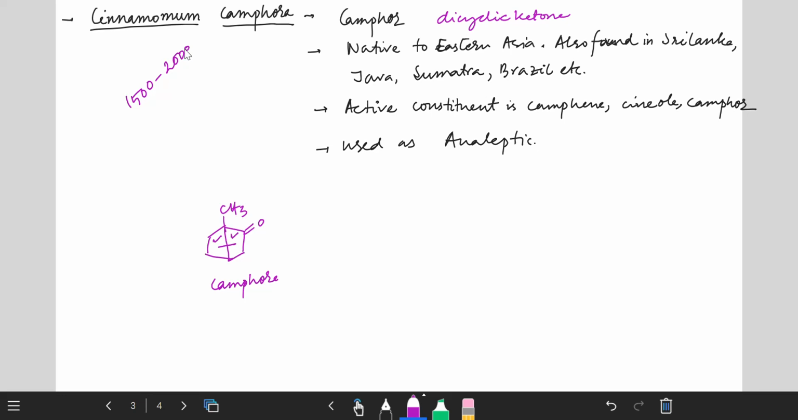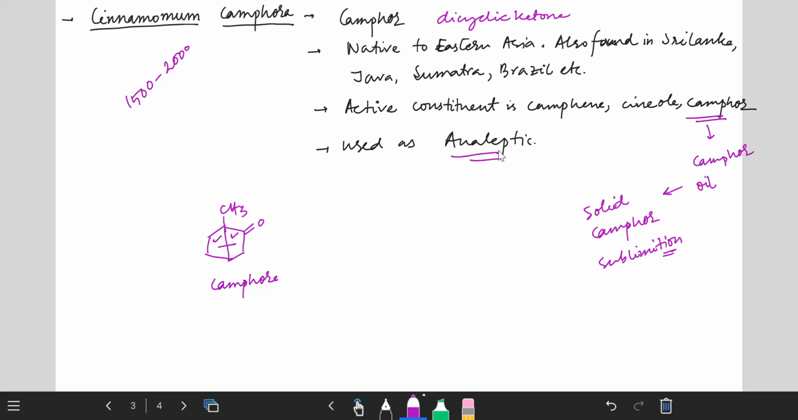Now the active constituents are camphene, cineol and camphor. Among these, camphor is the main active constituent. First, camphor is extracted as camphor oil. From the camphor oil, solid camphor is obtained by the sublimation process. It is used as an analeptic. What do you mean by analeptic? Analeptic is just a CNS stimulant, which obviously increases your mental stimulation.